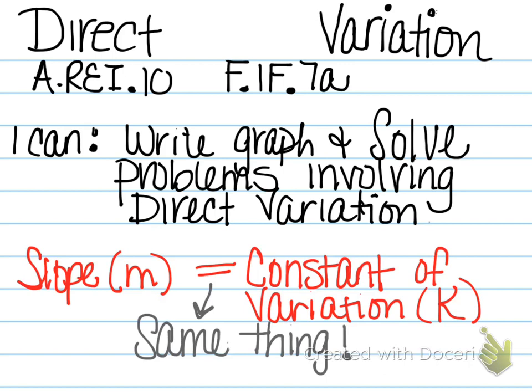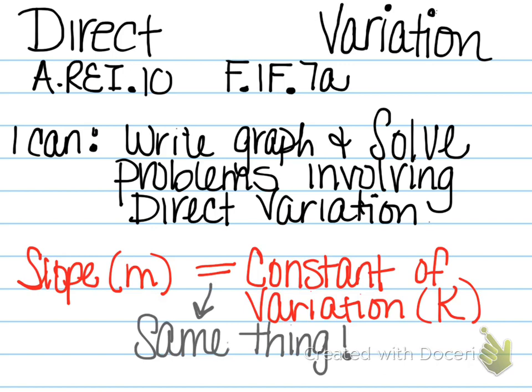Okay, so we need to start by defining exactly what constant of variation is, or direct variation. The first thing I want you to write down is that the slope, which we have been finding in the last couple of sections, and the constant of variation are the exact same thing. So they have very similar equations, and we'll get into that in just a second.